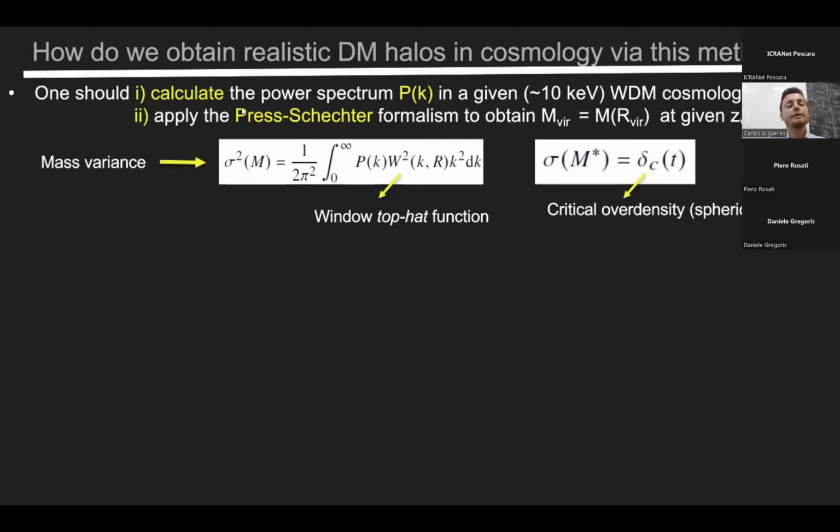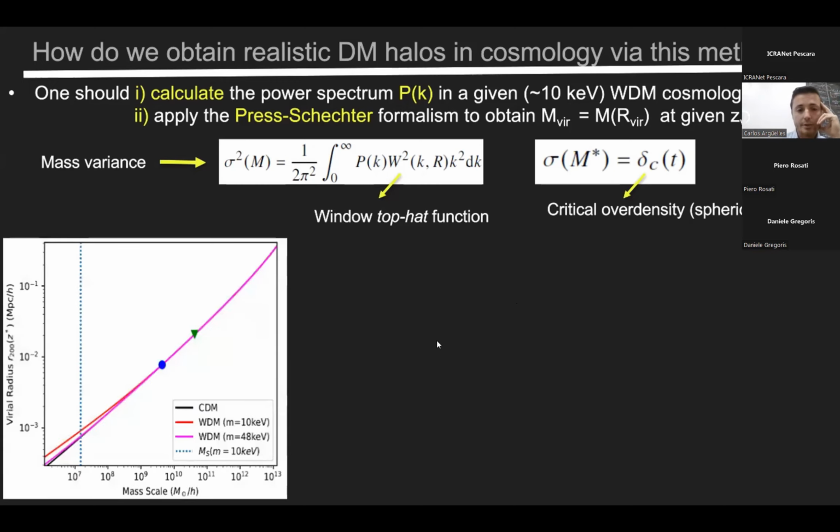So the challenge is to first calculate the power spectrum with this particle that decouples relativistically from the primordial plasma, then apply a Press-Schechter formalism, because we are not doing an N-body simulation, to obtain the virial mass at a given redshift in cosmology. So we use this top hat function W, because these particles are cold enough, and when the mass variance reaches the critical overdensity, typical of spherical collapse models, we can obtain this virial mass. And therefore, this is a picture showing the virial mass as a function of the mass scale, the virial radius as a function of the mass scale, and for different cosmologies.